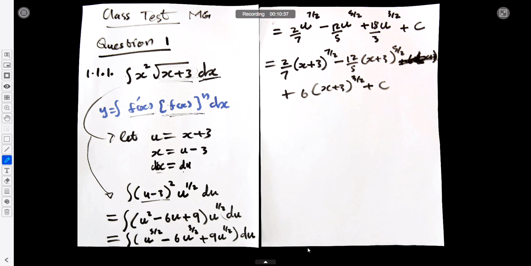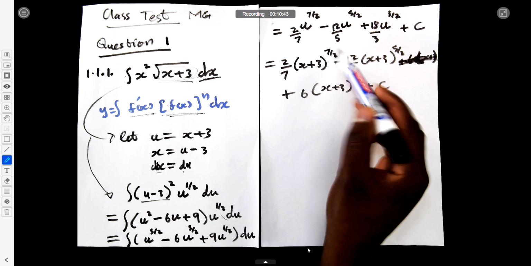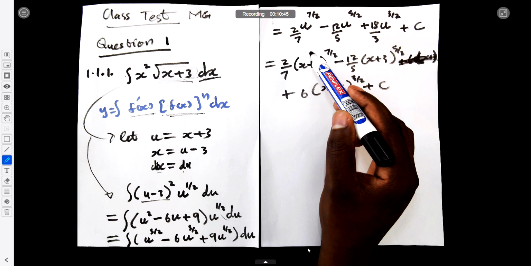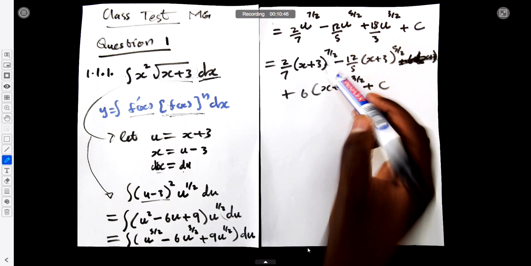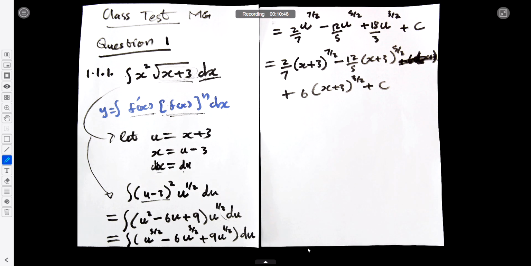If you want, you can express the solution there in root form, because we see that here we have the square root of x plus 3 to the power of 7. So you can keep on changing into root form. But if you have it there, as long as you have replaced u in terms of x, now it's fine. I hope we see where we went wrong.